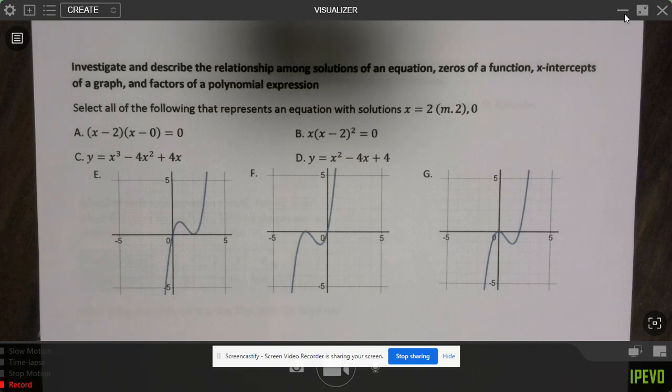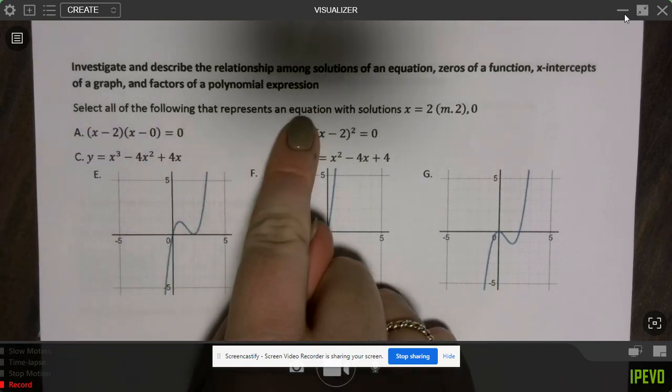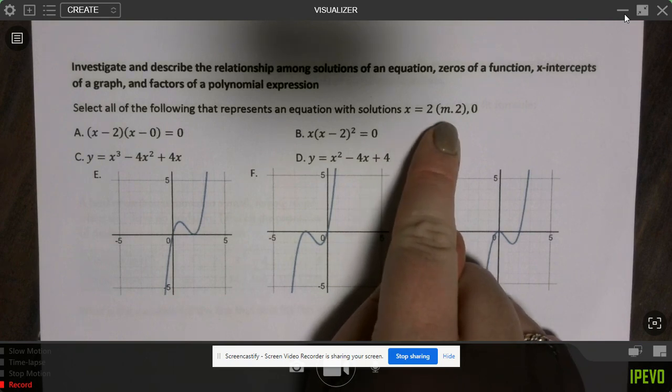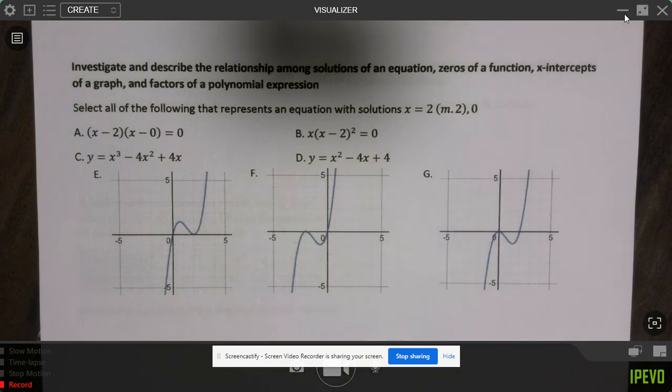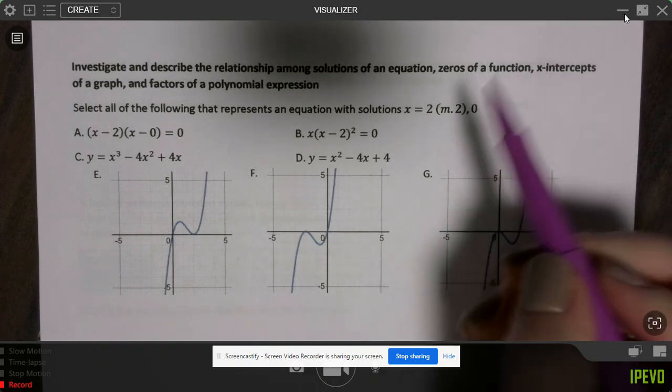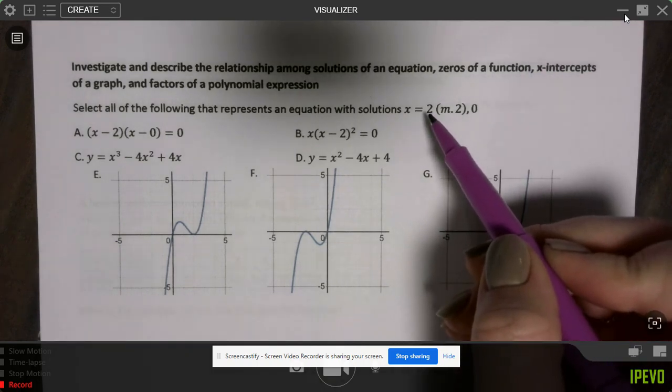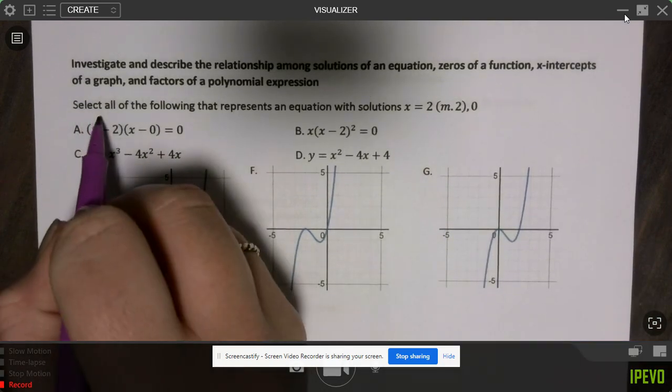For this question, we need to select all of the following that represents an equation that has the solutions 2 with a multiplicity of 2 and 0. What does it mean to have a multiplicity of 2? That means this 2 is going to happen twice. That means that it's not just going to happen once.